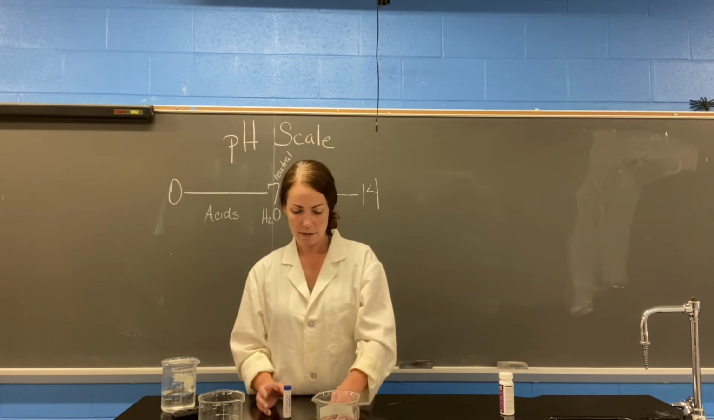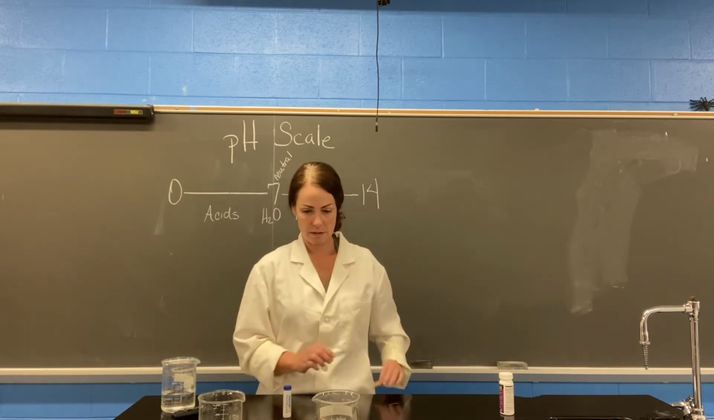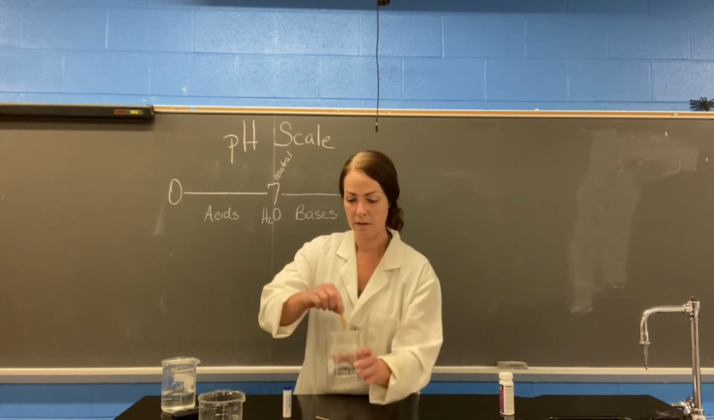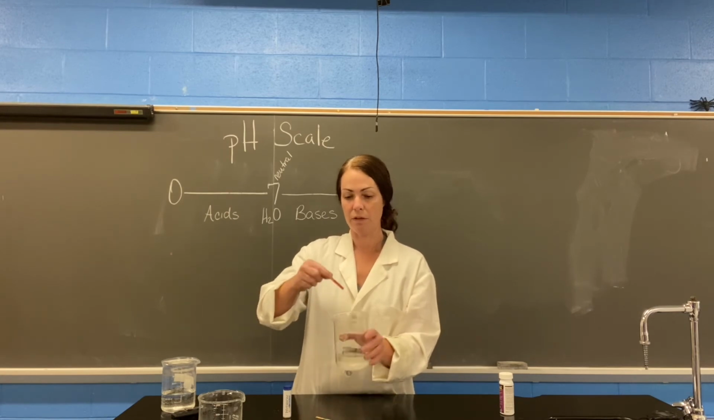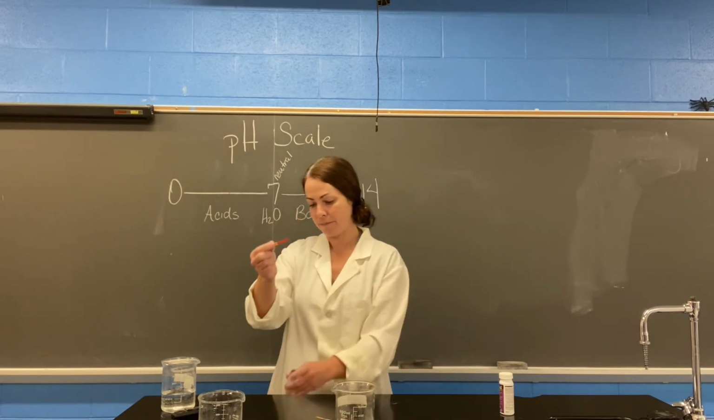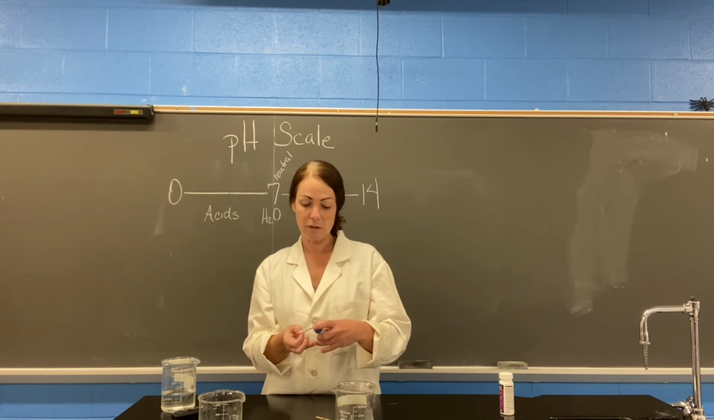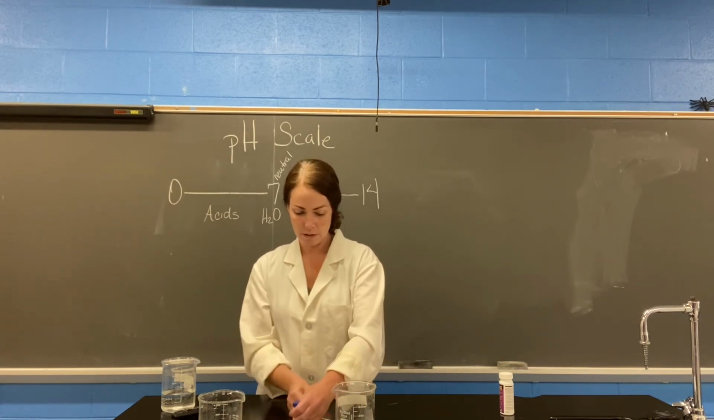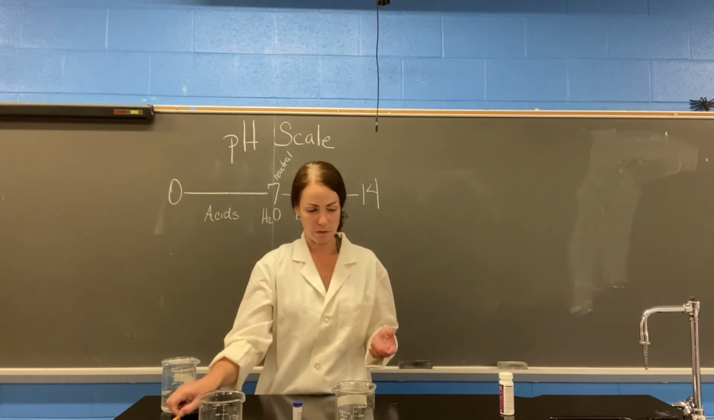We're going to try this next substance, see what it does. Turns the litmus paper red. And that means that it's about a 2. This is vinegar, and vinegar is obviously an acid. We checked it with our indicator.